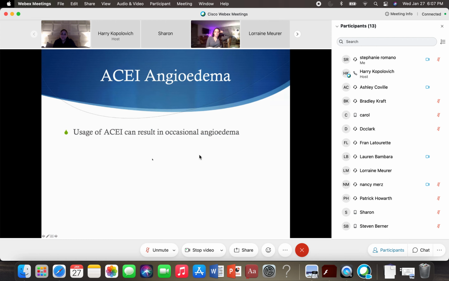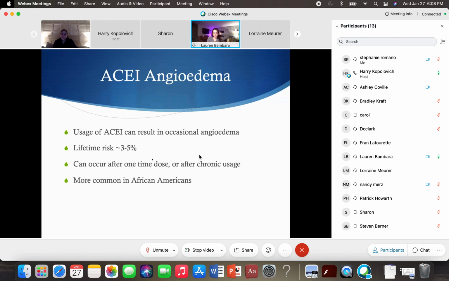The usage of an ACE inhibitor can result in occasional angioedema. It occurs with a relatively low likelihood of incidence. The lifetime risk is anywhere between 3 to 5%. This can occur, unfortunately, after the first time of giving an ACE inhibitor, or it can occur after being on a med for 20 or 25 years. The fact that a patient's been on an ACE inhibitor for a long period of time should not dissuade you from the possibility that this may be the result of an ACE inhibitor causing angioedema. It tends to be more common in African Americans, and specifically Captopril has a very high likelihood of developing angioedema in African American males.